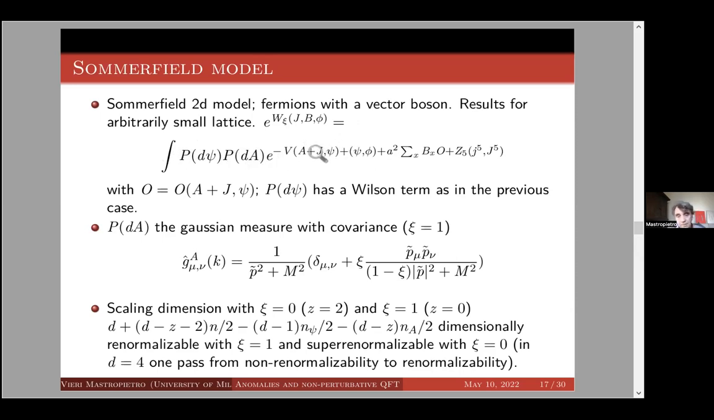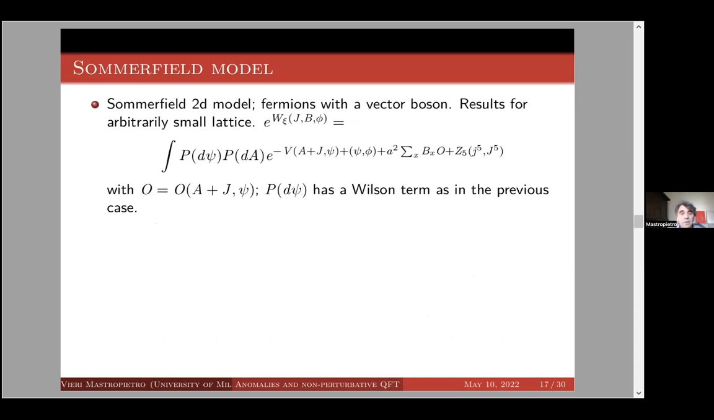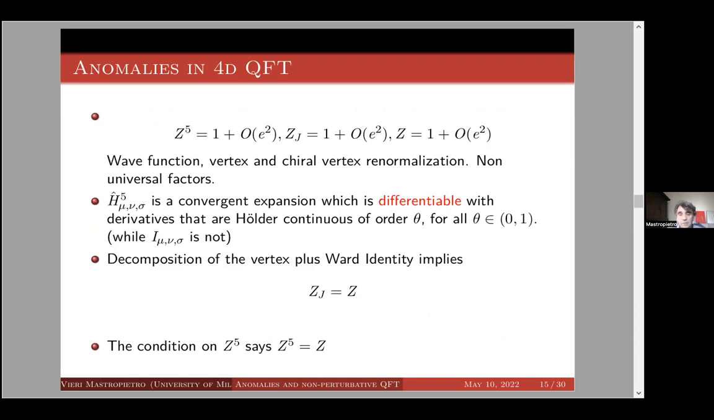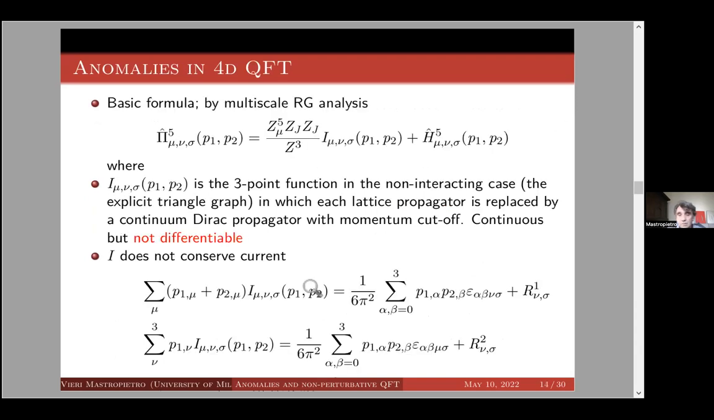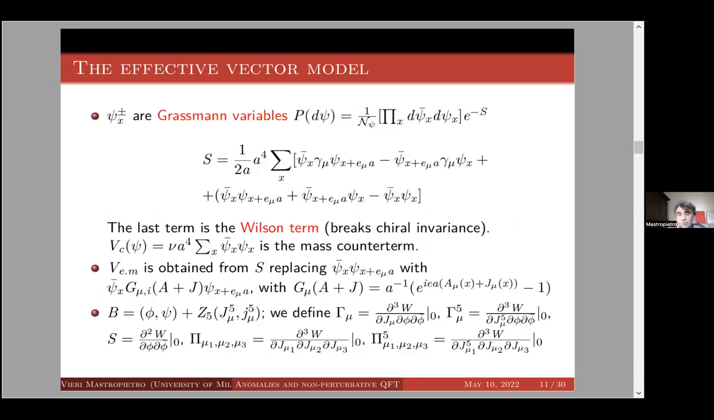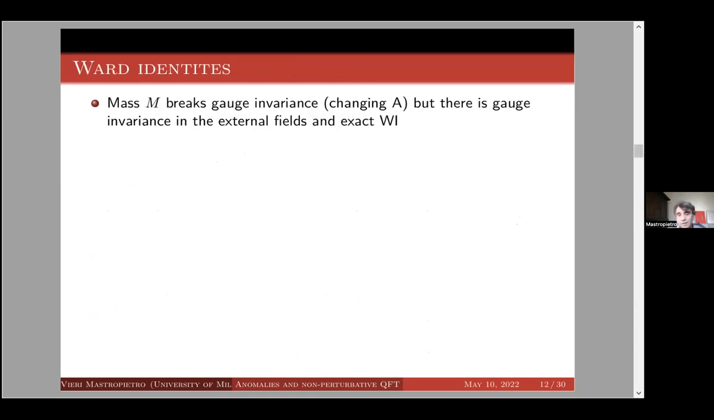The V is the same as before. P in the psi is on the lattice. You have the Wilson term. V is just what was called electromagnetic. It was just obtained by this substitution. It's just this. You make this substitution here. And then the external field. So it's the same, just in two dimensions.